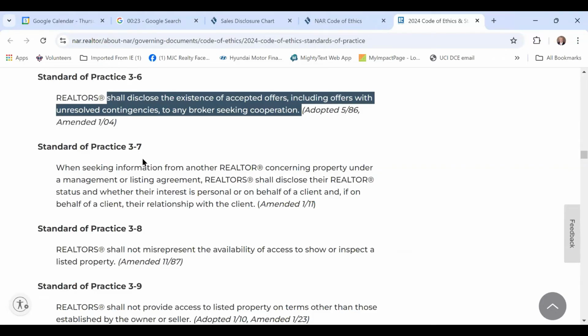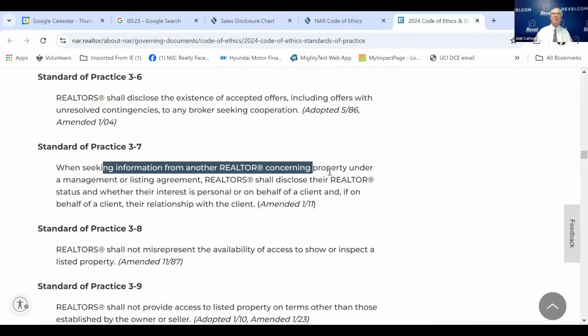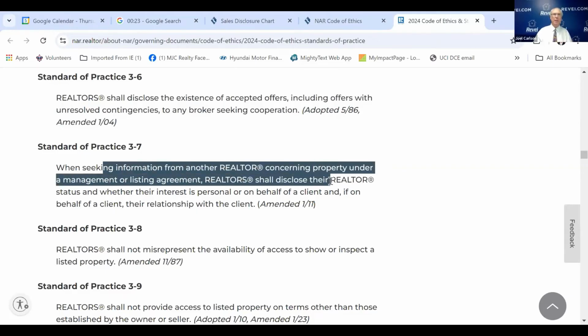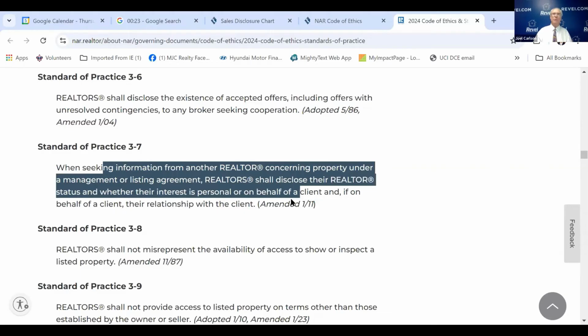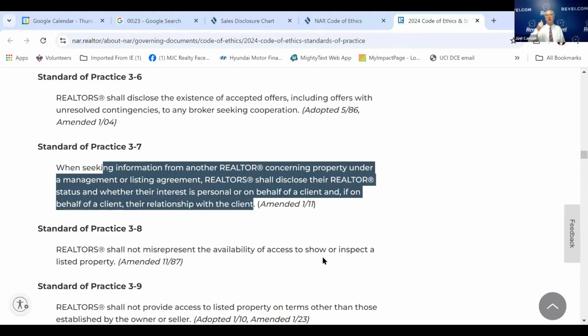All right, good. So now we go to 3-7, which says seeking information from another realtor concerning the property. You will disclose any interest that you may have. In other words, when they call me up and say, hey, is the property available? Yeah. What do I think? I think they're a buyer. You need to say, hi, this is Joel Carlson, ABC Realty. I'm calling on the property you have listed at. Now I know you're an agent, not probably the buyer. But if you don't disclose that, you're in violation of the code of ethics.